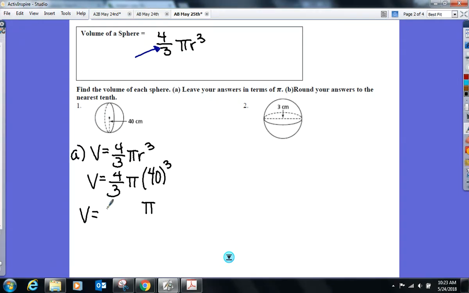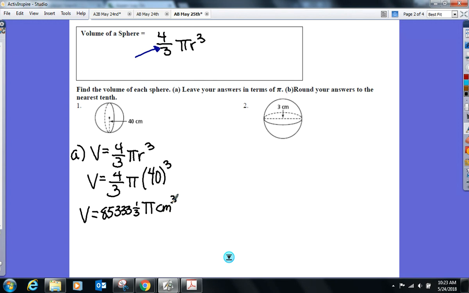And you can pause the video again. Come on back when you think you have the answer in terms of pi. I have 85,333 1/3 pi centimeters cubed. Make sure it's cubed because it's volume.